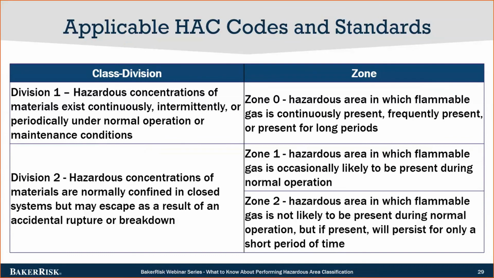Zone 1, on the other hand, is a hazardous area in which flammable gas is occasionally present during normal operation. Division 2 in the class division scheme and zone 2 are somewhat similar. As you can see, they're both dealing with materials normally confined in closed systems, but which may escape only as a result of rupture or breakdown.